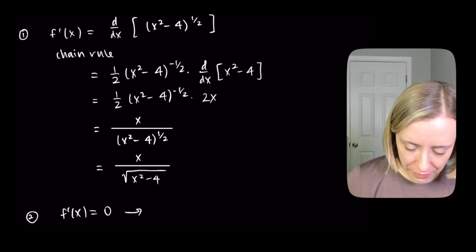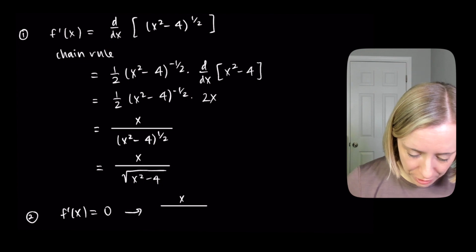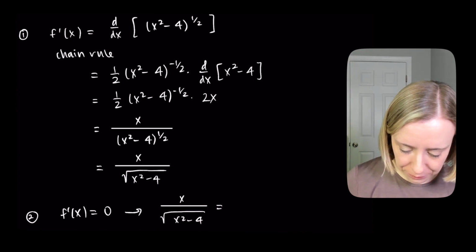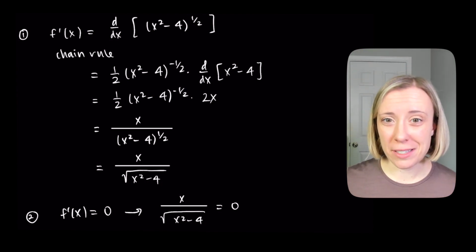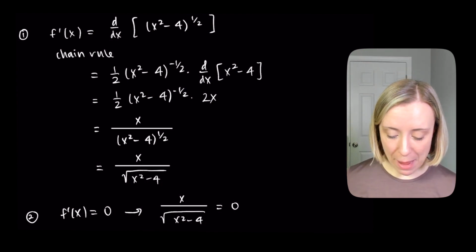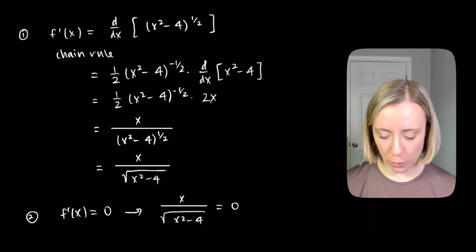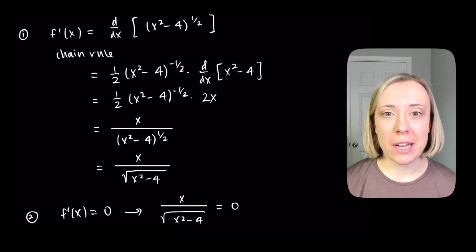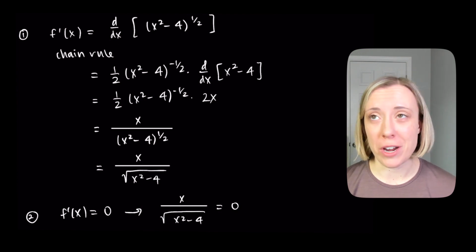So let's take our derivative, x over the square root of x squared minus 4, equal to 0. When we do this, that whole denominator, in my mind, I can just multiply it over and it goes away. So if you think of a fraction, when is a fraction equal to 0? A fraction is equal to 0 when the numerator is 0.